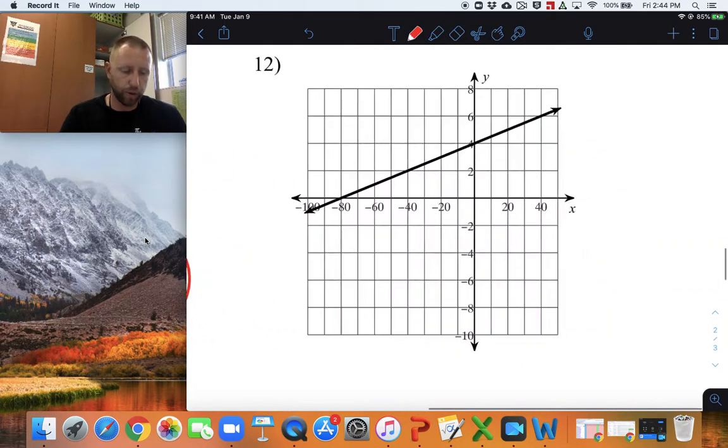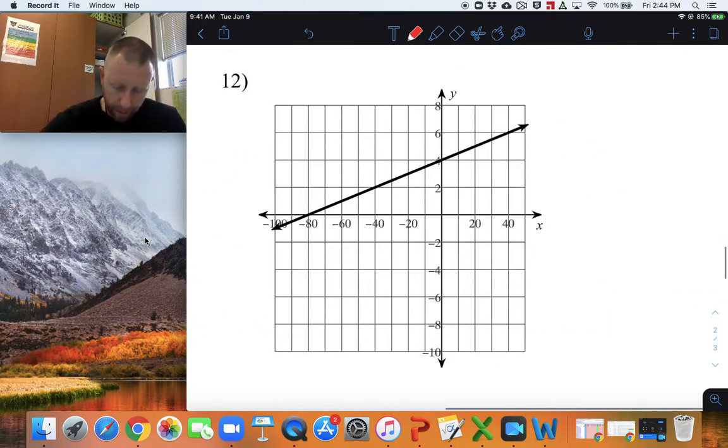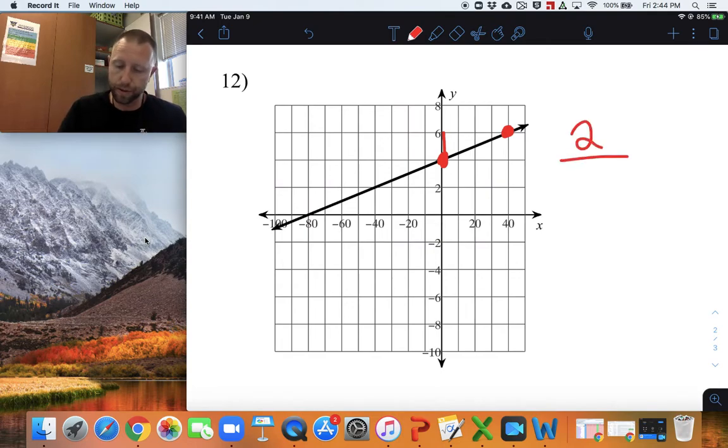And then finally, for number 12, I'll start right here and do this last point that I can do on this graph, which is right there. So this one, I'm going up 1 line, but they're counting by 2s, so really I went up 2. And then I went over 1, 2, 3, 4 lines, but we're counting by 10s, so really I went over 40. And then 2 over 40 simplifies because they're both even to 1/20.